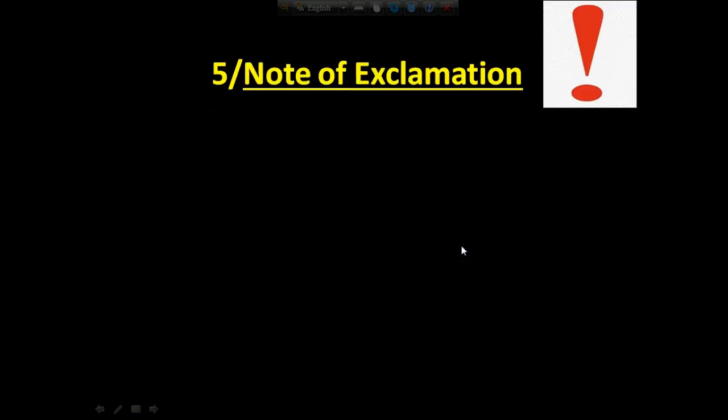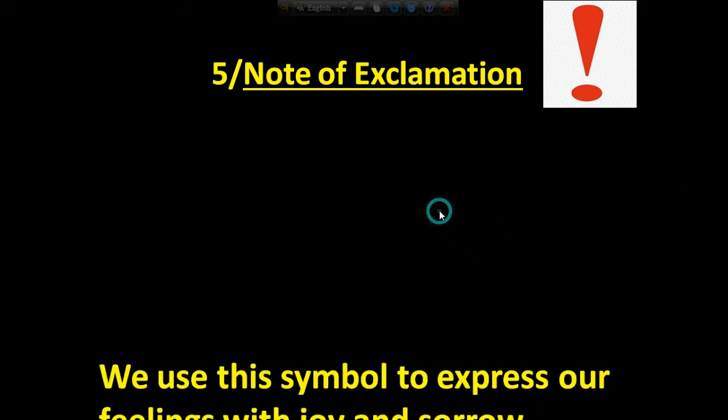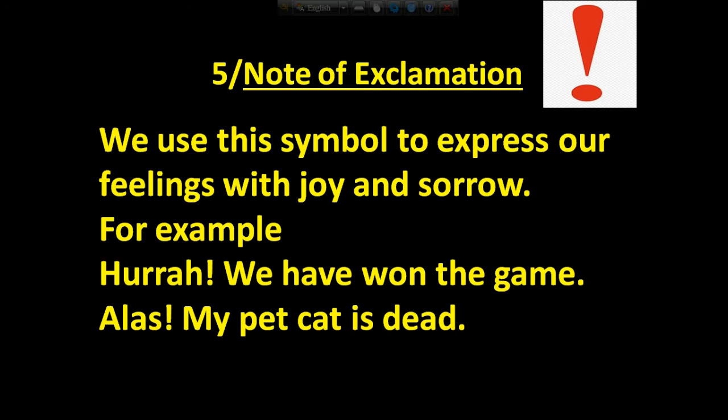Now number 5, note of exclamation. We know the note of exclamation very well because when we express our feelings of joy and sorrow, we use the note of exclamation. That means we use this symbol to express feelings of joy and sorrow. For example, "Hooray, we have won the game!" That means we have won the game, which is very happy news for us. So I have used the note of exclamation here. And "Alas, my pet cat is dead!" Look at these two examples: I have used the note of exclamation just after "hooray" and just after "alas."